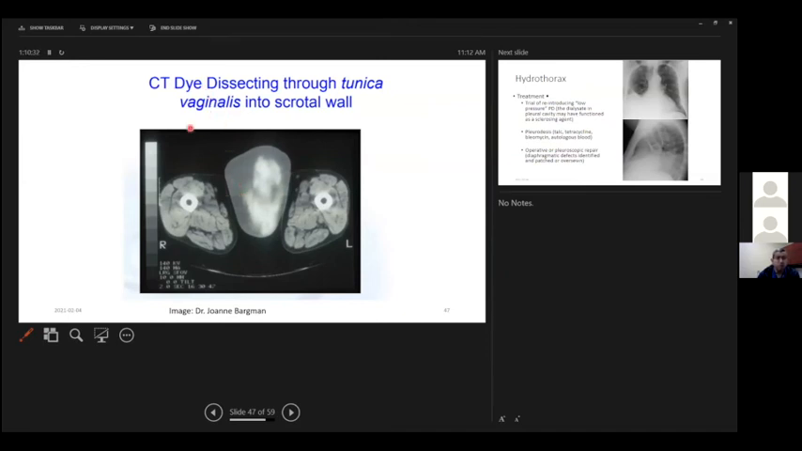So this is how you diagnose it. You put some 100 mL of Visipaque dye, which is a contrast, into the peritoneum, and then you leave it for 2 to 3 hours and ask the patient to walk, sit. Basically, you try to provoke the hernia there, and then you do a CT scan, and you can see, this is a scrotum. It has actually come into the scrotal wall here, okay?